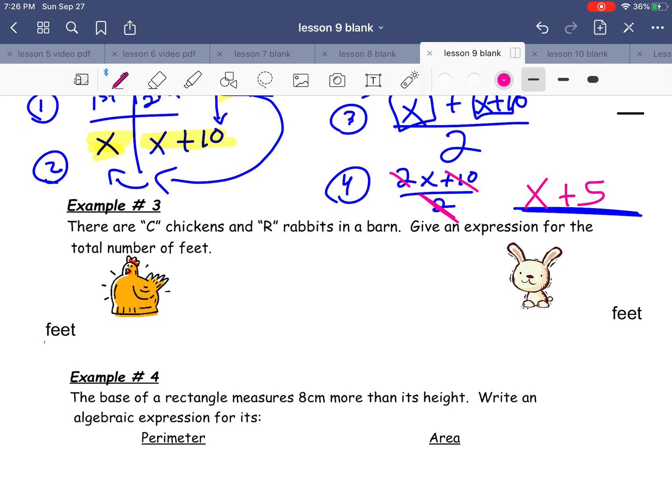Okay, the question about the chickens and the rabbits. Really, it's just talking about, the little chicken here has, whoops, I've been drawing 4 feet, 2 feet. So 2 feet for the chicken, 4 feet for the rabbit. They want to know what's the total in the barn. So I don't know how many chickens I have, but I know that every chicken has 2 feet plus the rabbit. I know it has 4 feet. So I'm multiplying these up. That's your expression. You can't go any further in that question.